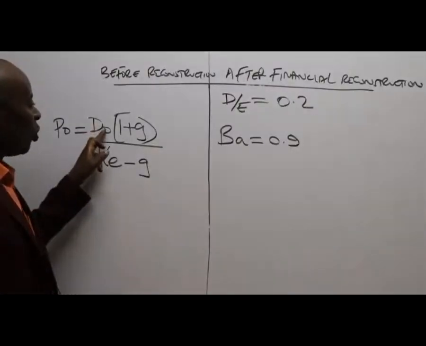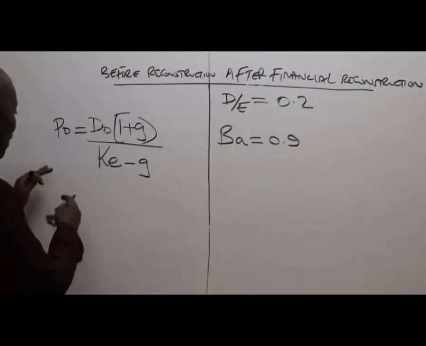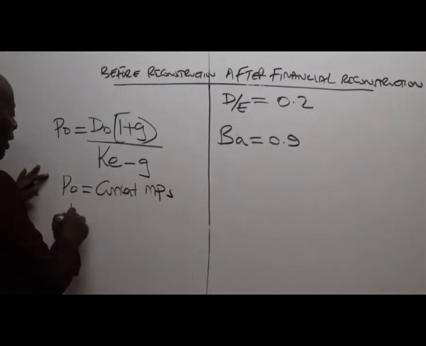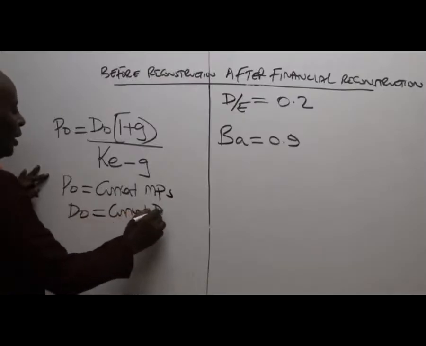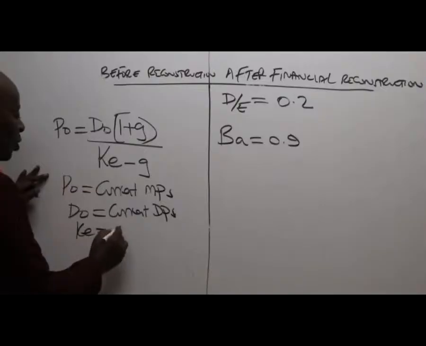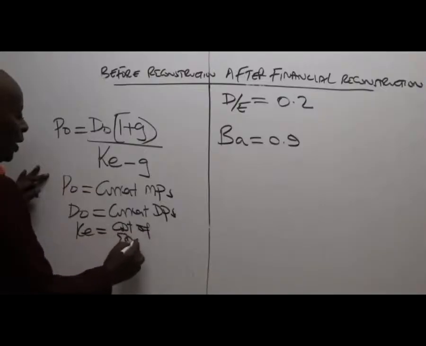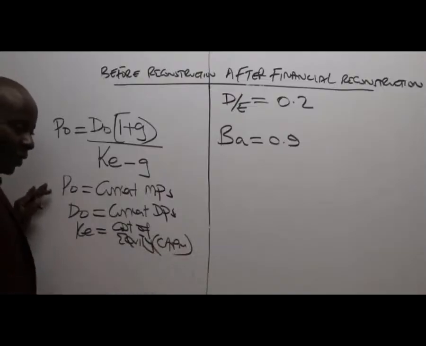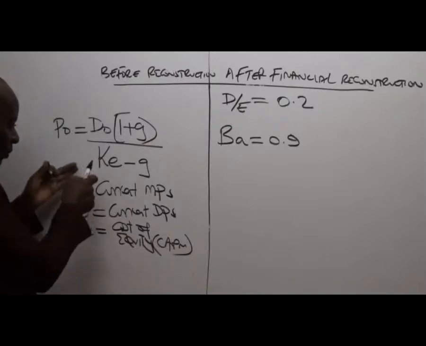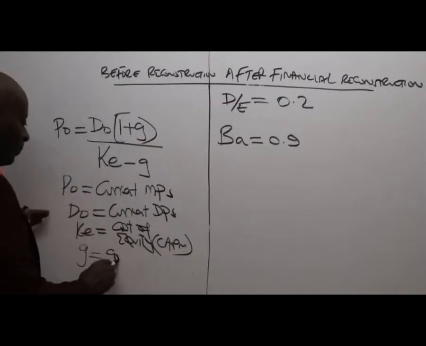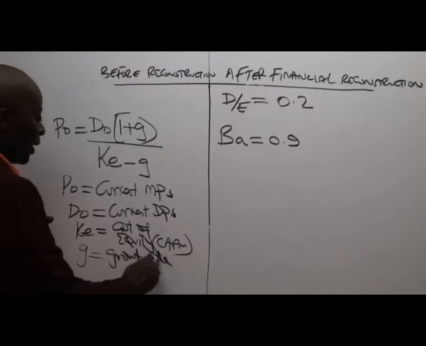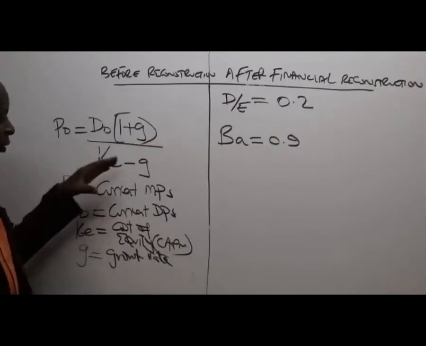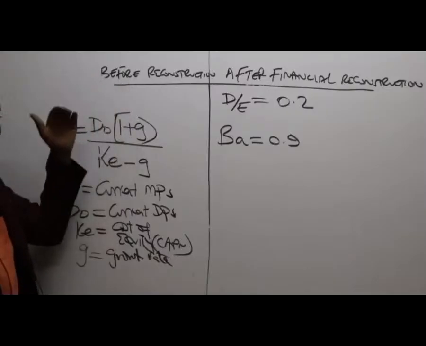D stands for dividend. O stands for what here today? So I'm repeating again. P0 stands for current market price per share. D0 stands for current dividend per share. Ke stands for cost of equity, which we shall get using CAPM, because the examiner has given us a risk-free rate, returns of the market, and beta equity there. g stands for growth rate. So please let me know whether I can rub this to fix my calculations for P0 on this side, because this side is for before reconstruction.